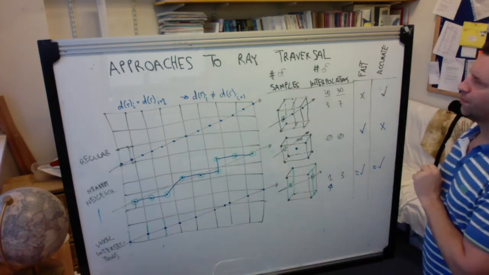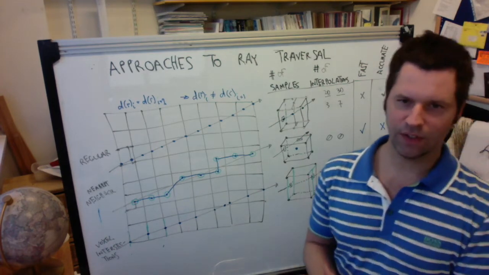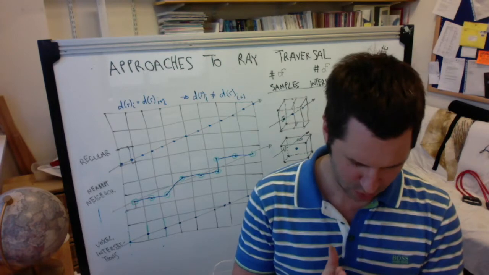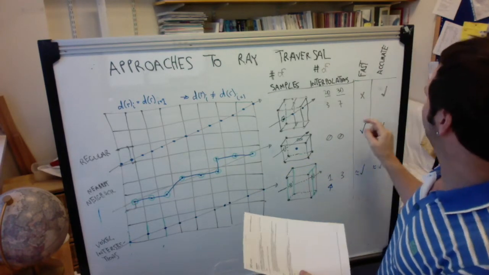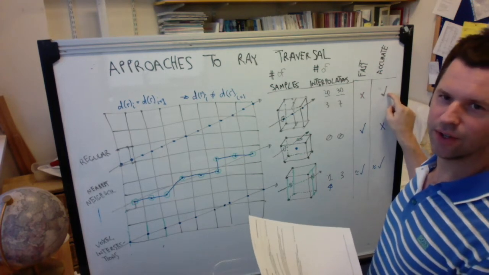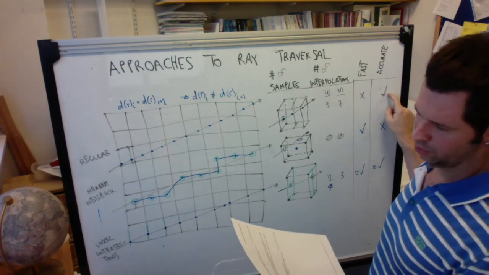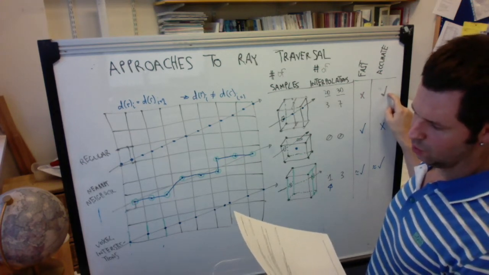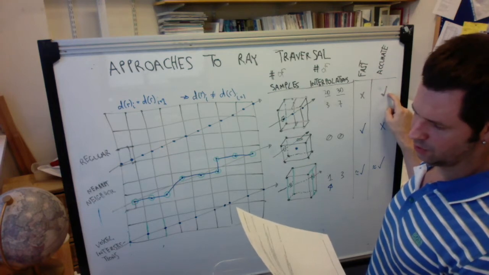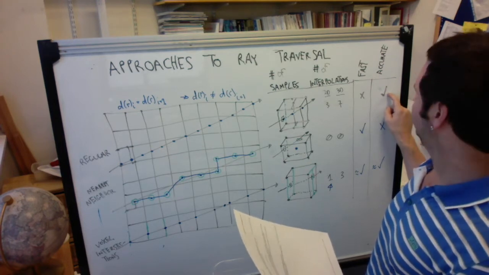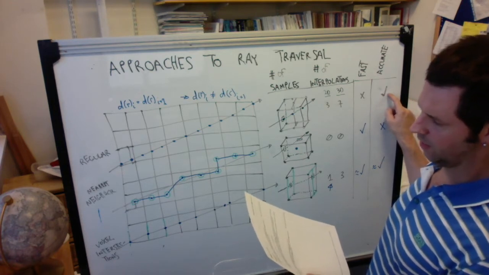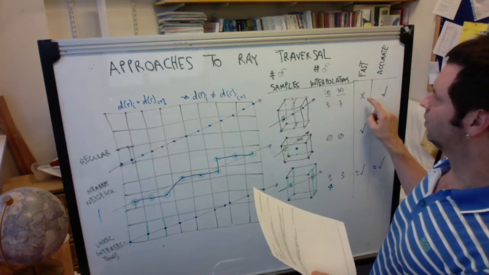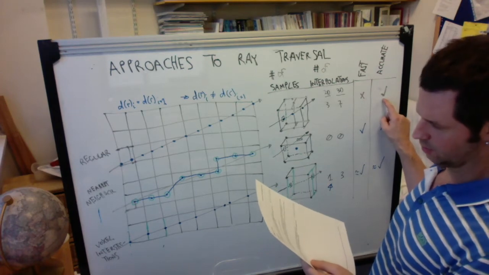So back to the original questions, what's an advantage of the first ray traversal approach? It's the most accurate, right? And as far as I understood, it is the most computationally expensive. That's correct, which makes it a disadvantage. So it's the slowest but most accurate.